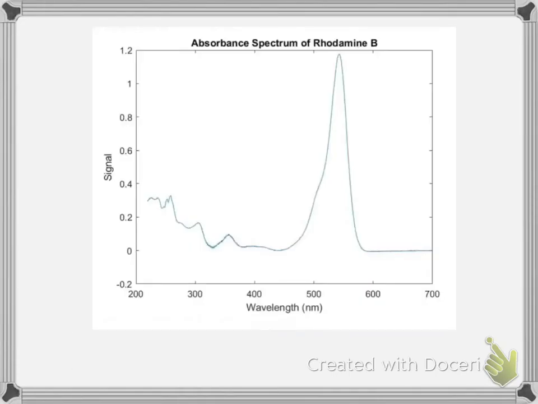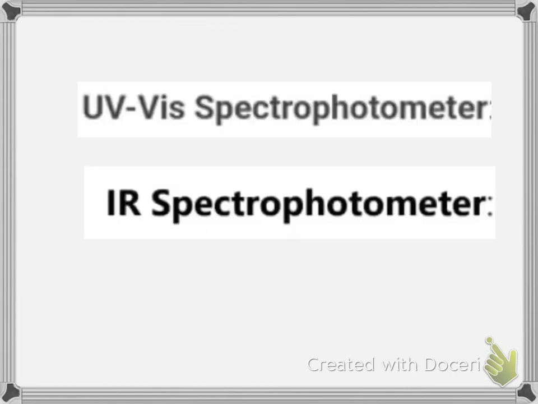What are the common types of spectrophotometers? Spectrophotometers are generally classified based on the wavelength of the light source. There are two types: the UV visible spectrophotometer and the IR spectrophotometer. The UV visible spectrophotometer is commonly referred to as UV-vis.